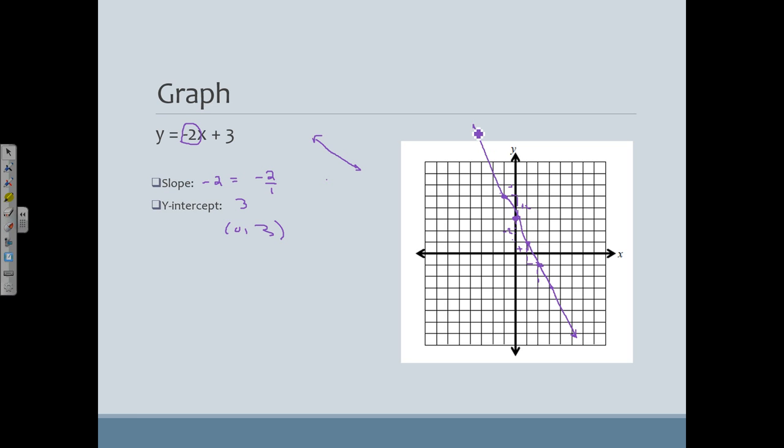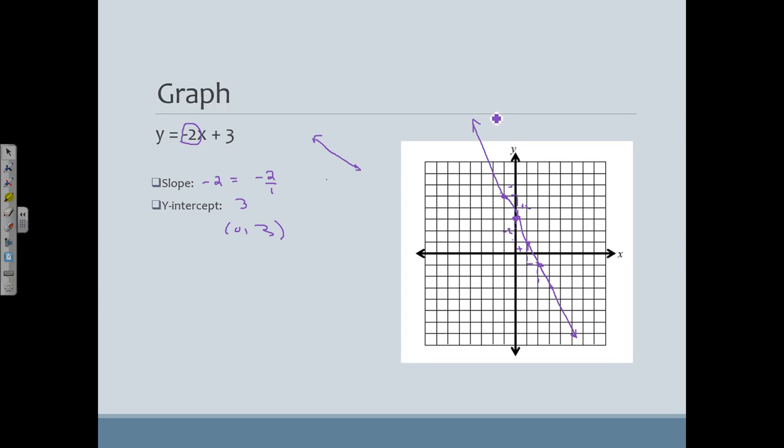And do a nice straight line. I should say a semi-straight line. That's supposed to be straight. It's kind of hard to do when you have a mouse, but it works. So there is my graph, y equals negative 2x plus 3. Notice that I've connected the dots and extended the line in both directions.